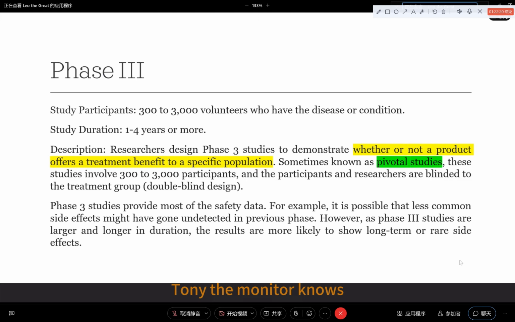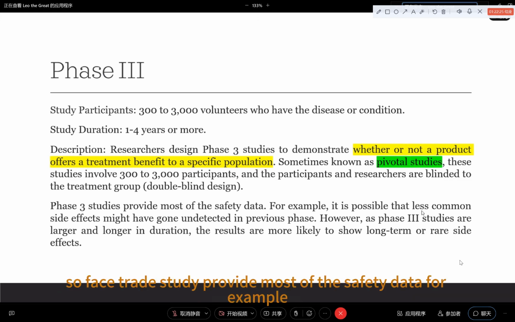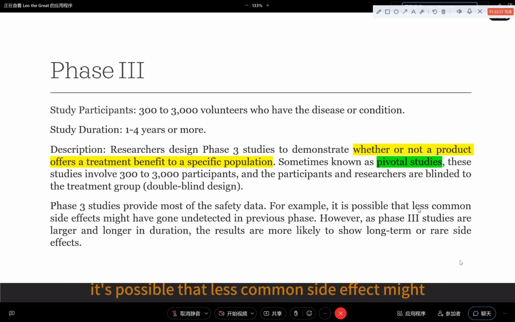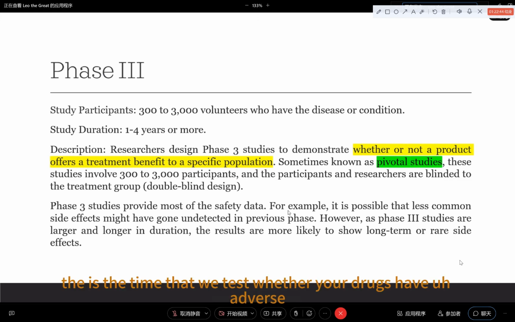Only the monitor knows. The participant and the researchers don't know about that. So phase 3 studies provide most of the safety data. For example, it's possible that less common side effects might have gone undetected in the previous phase, because the previous phase wasn't very long. The time that you observe the condition of the patient wasn't very long. So phase 3 is the time that we test whether your drugs have real adverse effects or not.